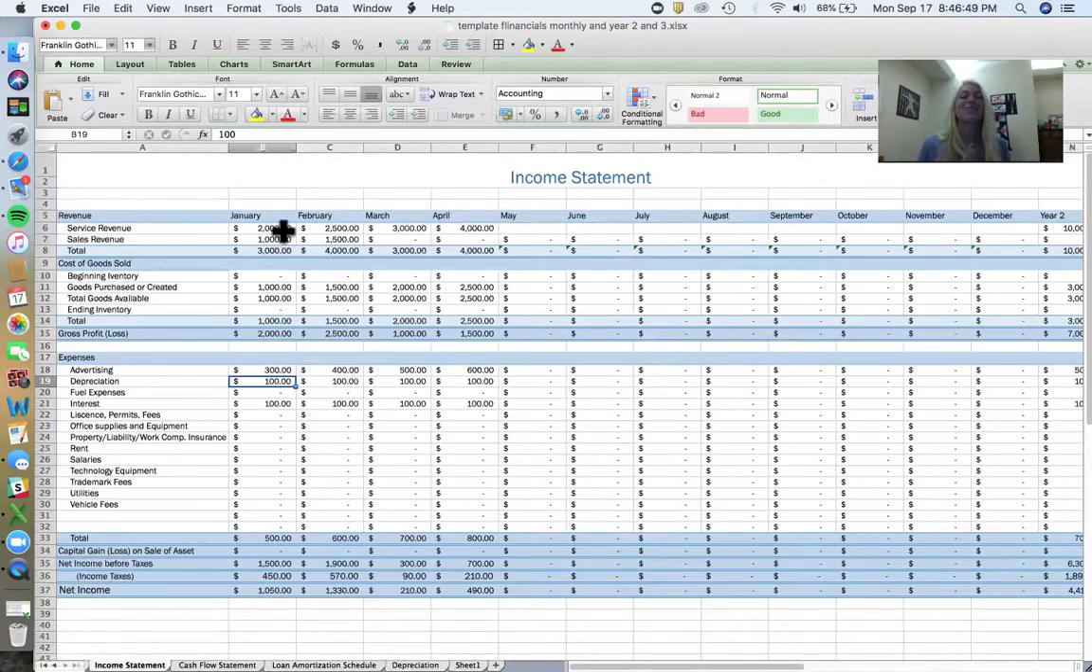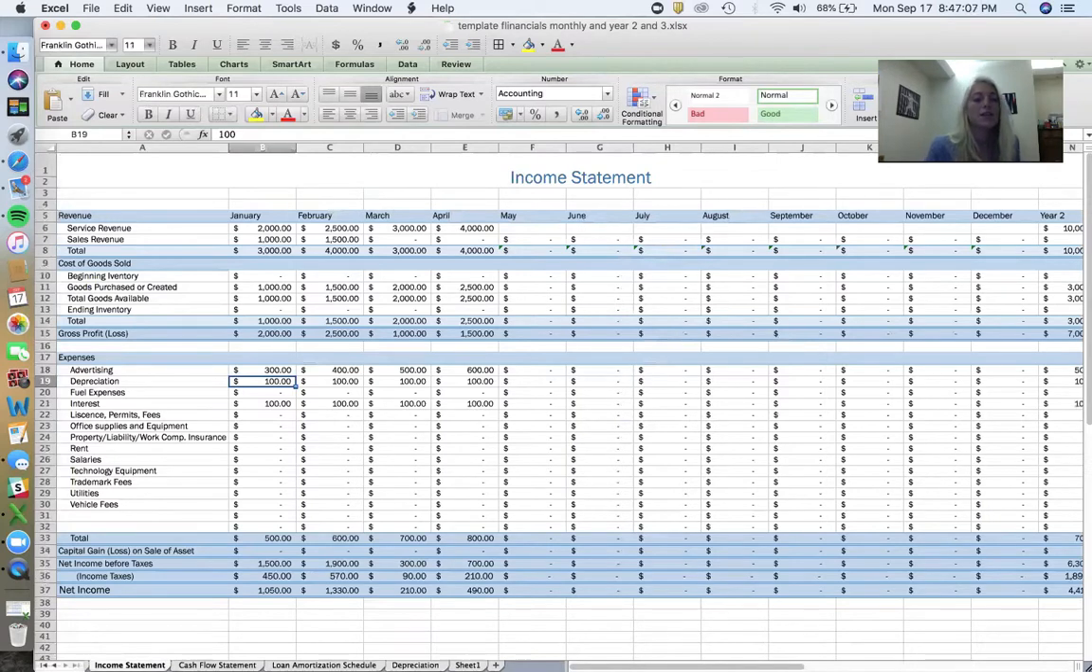Okay, so that basically covers our income statement. Again, just main things are revenue. A lot of you won't have cost of goods sold. That's okay. Just keep it down to expenses. That's perfectly fine with me. So your revenues, your expenses, net income, those are the big numbers on here.